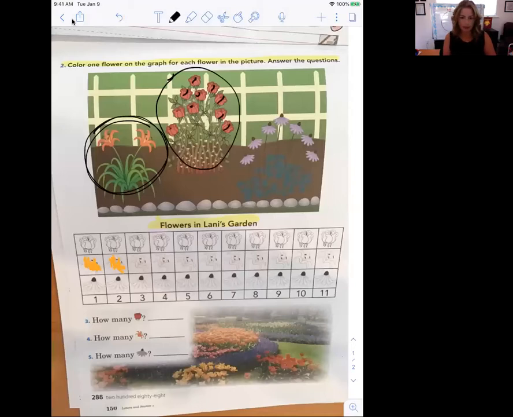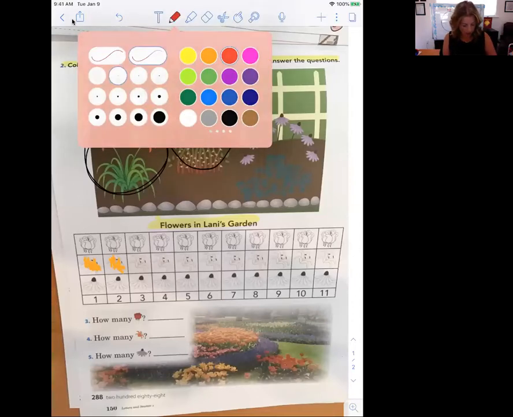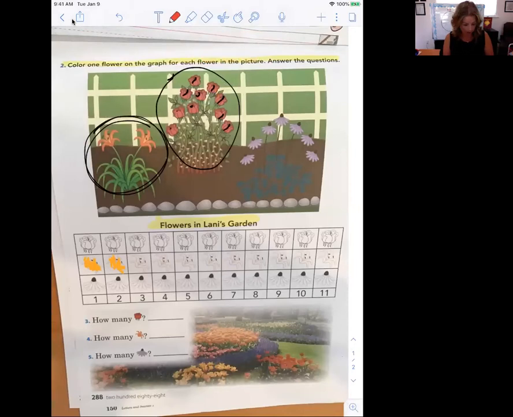Okay. How many red flowers did you count? 10? Good, me too. I counted 10. So we're going to color 10 of the red flowers on the graph. Okay, so go ahead and start coloring your red flowers. 10 of them. You may need to pause your video to go ahead and color all 10. So pause your video now, and how many red flowers are you going to color? 10. Go ahead and do that.